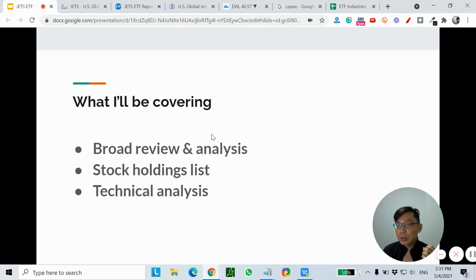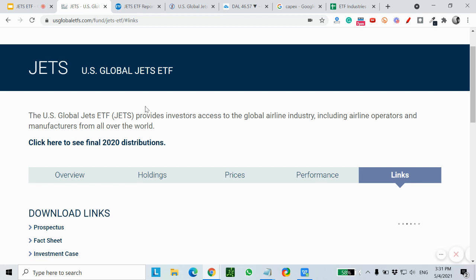Before we go into that, let's go to the issuer side. This is the company that creates this ETF, called US Global. It says that this ETF provides investors access to the global airline industry, including airline operators and manufacturers from all over the world. And on this site, you can see the overview, the holdings, the prices, the performance, etc.